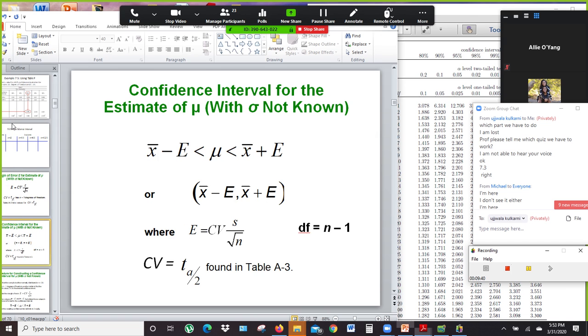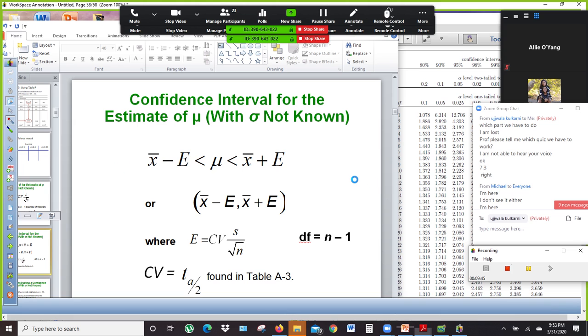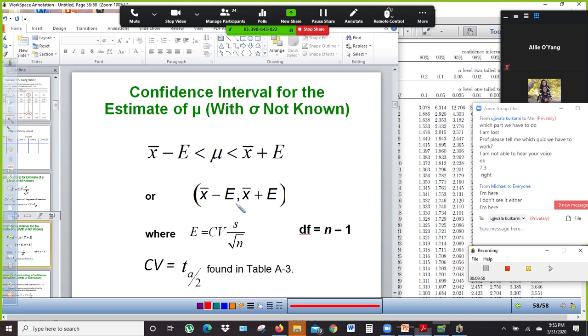And then to find the actual confidence interval itself, you take your best guess, your point estimate, x bar, and you do plus or minus your E. So your lower limit is going to be x bar minus E, your upper limit is going to be x bar plus E. You can either put them in parentheses with a comma between them, or you can say that mu is greater than the lower limit and less than the upper limit. You can do it either way, it doesn't matter.